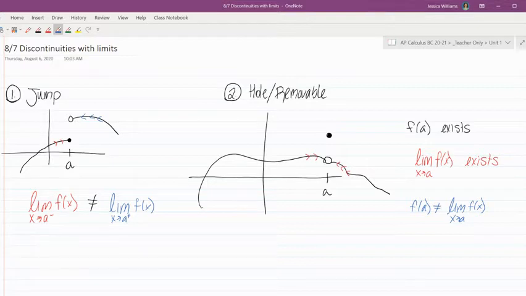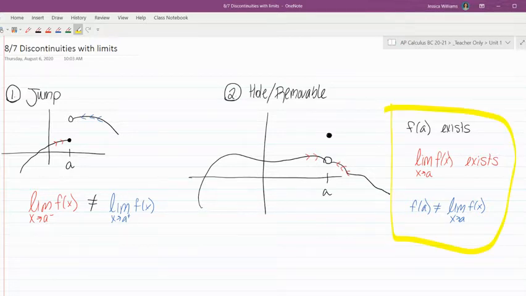Again, another one that's really easy to read just from a picture. But I need you to be able to read it from a limit too. So if I gave you this information and I just said to you, what kind of discontinuity does this define? You would need to be able to tell me that that means it's a removable discontinuity. All right, last one would be an infinite discontinuity.